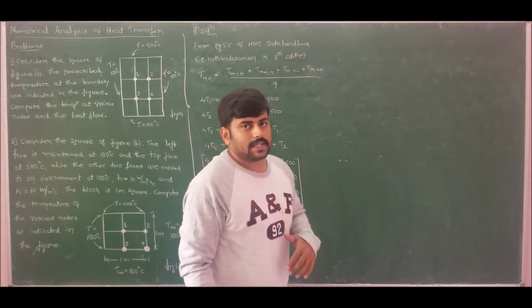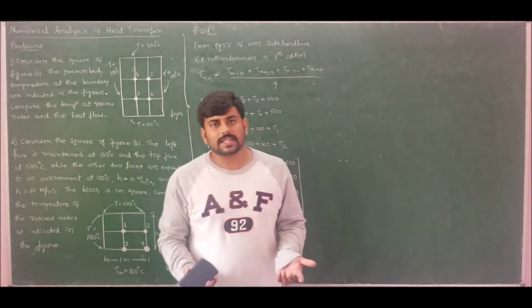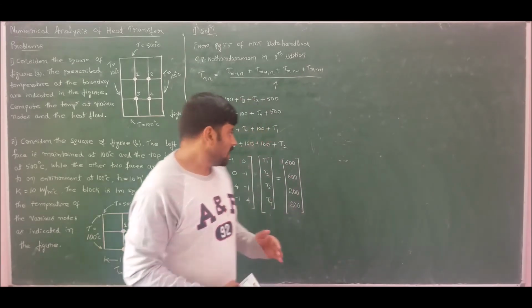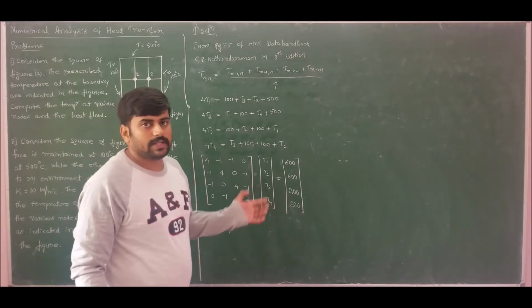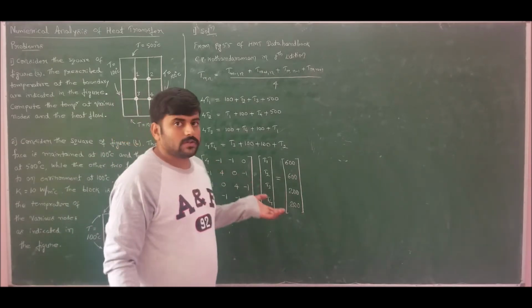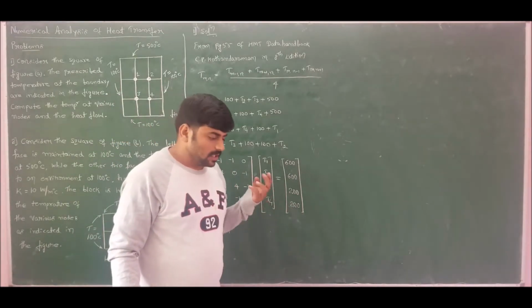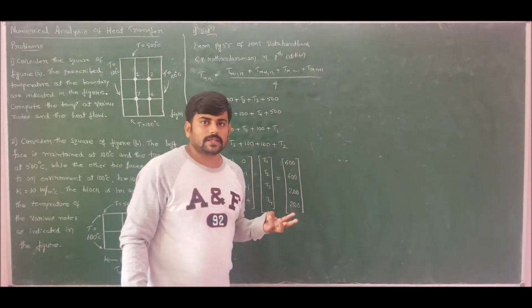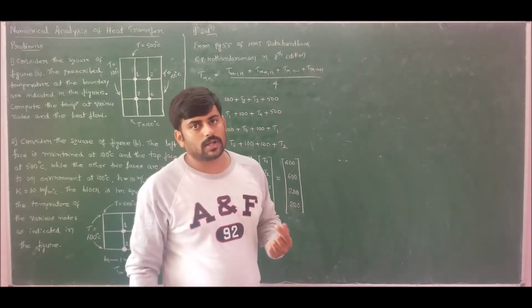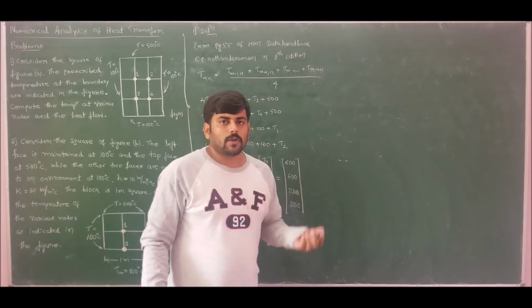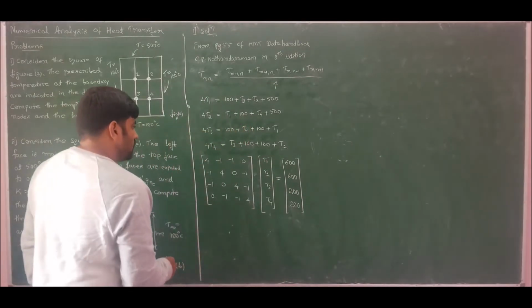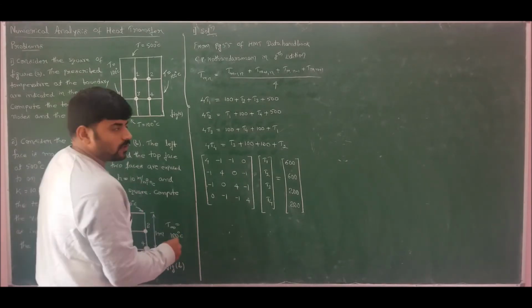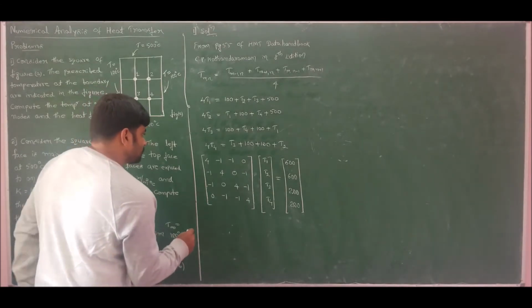To solve this matrix, you can employ any of the techniques that you know. That is, I can find A inverse, where A inverse is equal to adjoint A by determinant of A. Or I can use numerical techniques: Gauss elimination method, Gauss Seidel method, Gauss Jordan method. I will employ the Gauss elimination technique. So let us solve for T1, T2, T3, T4 by using Gauss elimination.